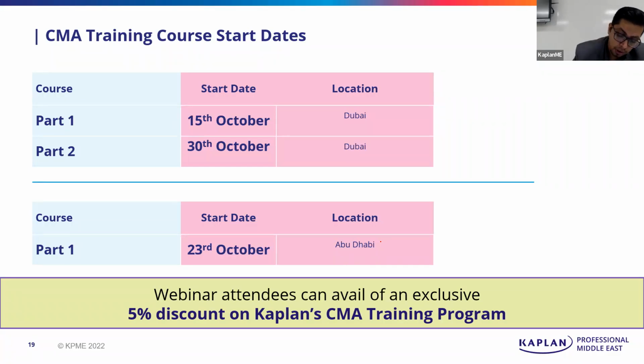And let me also please note these dates, everyone. The part 1 date for CMA part 1 in Dubai, we are starting on 15th October. CMA part 2, we are starting on 30th October. And we have also launched our courses in Abu Dhabi in the last batch. We are starting that on 23rd of October.